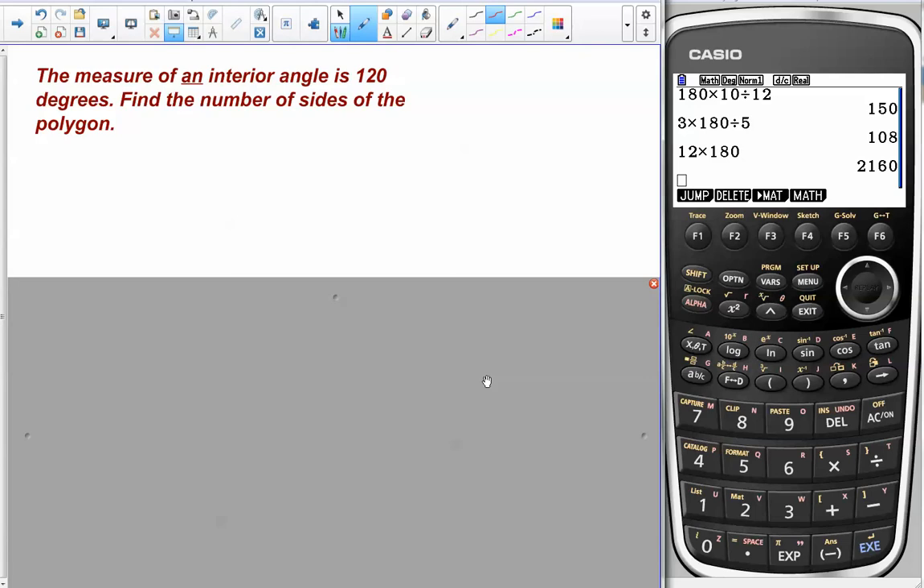The measure of an interior angle is 120 degrees. Find the number of sides of the polygon. There are two ways to do this. One, you can use your formula and solve. n minus 2.